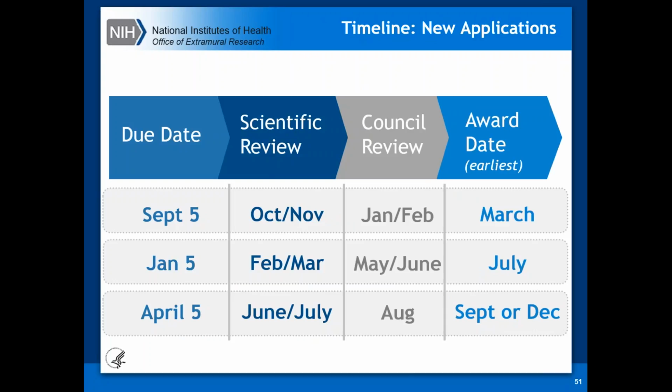With respect to new applications, I made reference to this earlier about the timings. You can see the due dates, the scientific review, the council review of the IC, and then the earliest award date. So, for example, if there was a due date of September 5th, it would hit scientific review in October or November of that year. Council would review it in January or February, and the earliest award date would be March, about 6 months. So that's basically how the timing goes.